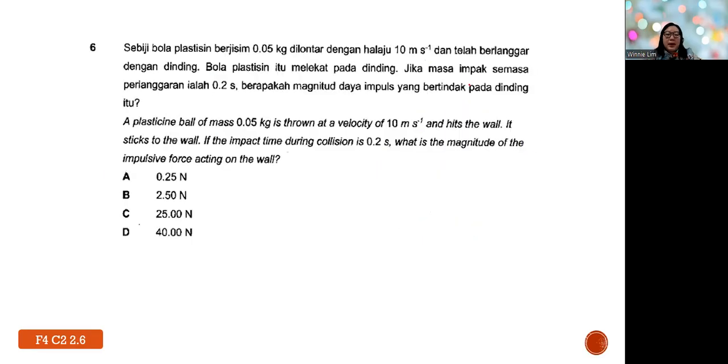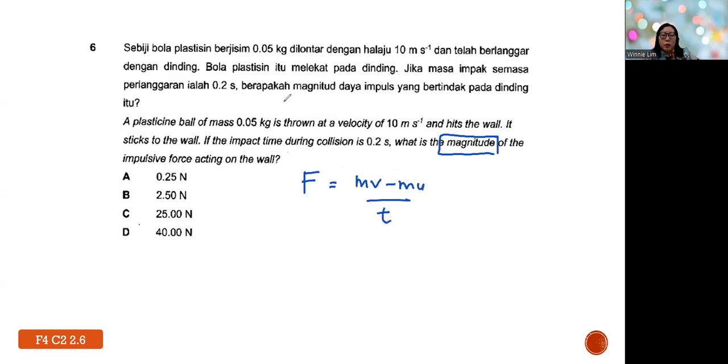Number 6, a plasticine of mass 0.05 kg is thrown at a velocity of 10 meters per second and it hits the wall. It sticks to the wall. If the impact time during the collision is 0.2 seconds, what is the magnitude? They want the magnitude only, a value, so you don't need to take into account the direction of the impulsive force acting on the wall. So what is the idea of impulsive force? Rate of change of momentum, mv minus mu over t.